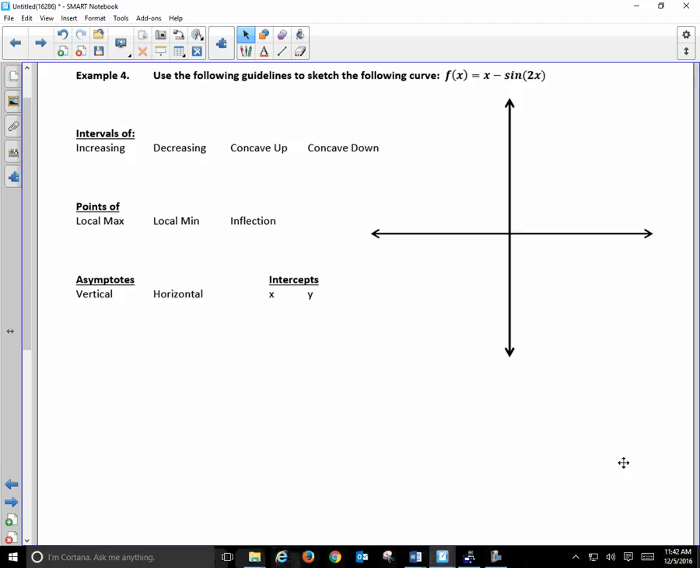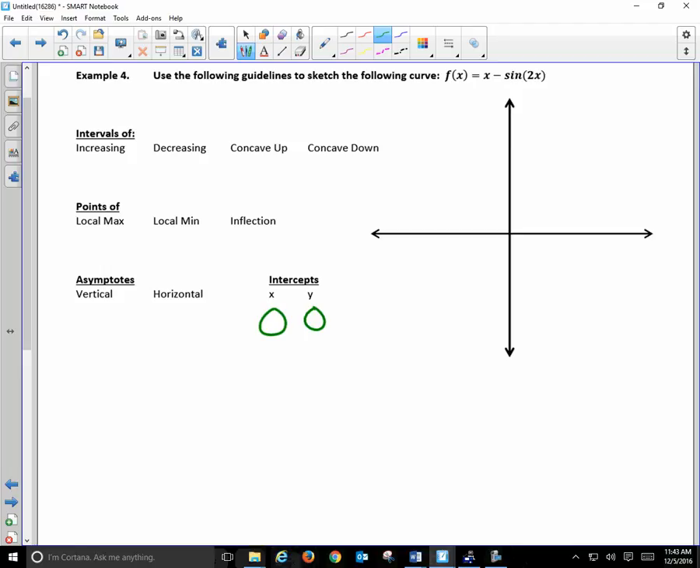I'm going to sketch this curve. I'm going to find the y-intercept. What do I plug in to find the y-intercept? I plug in 0 for x. If you plug in 0 for x, you get 0 minus the sine of 0. What's the sine of 0? 0. Very good. So 0 minus 0 is 0. Okay? And if the y-intercept is 0, that means it's at the origin, so the x-intercept will be 0 as well.